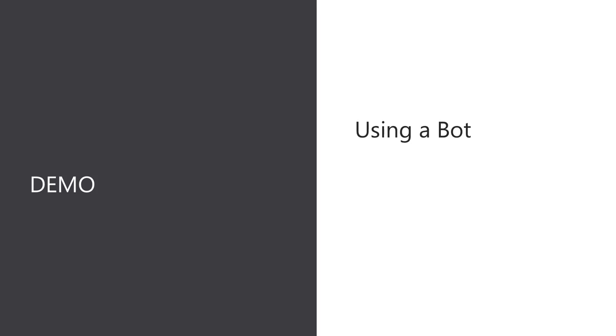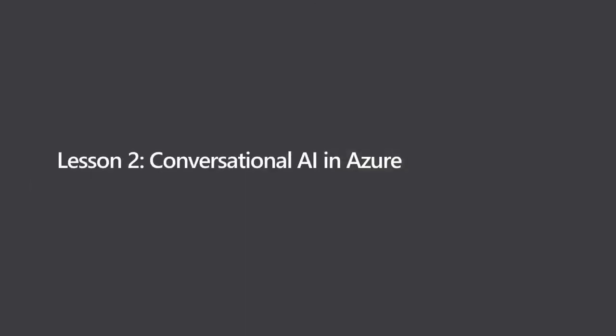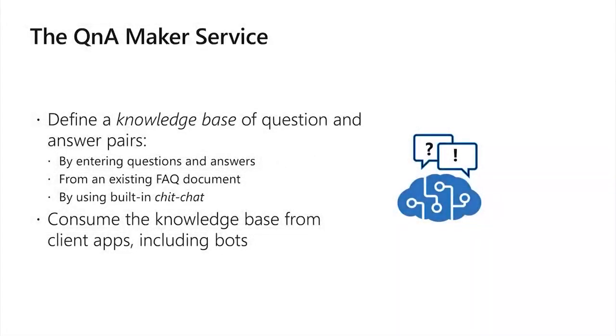So that was an example of a bot, and let's continue with our second lesson, which is conversational AI in Azure. Remember, I already mentioned two services, the Q&A Maker and the Azure Bot Service. The Q&A Maker is a cognitive service that enables you to define a knowledge base of question and answer pairs, and you can create the knowledge base by entering questions and answers, or you can import an existing FAQ, a frequently asked questions list.